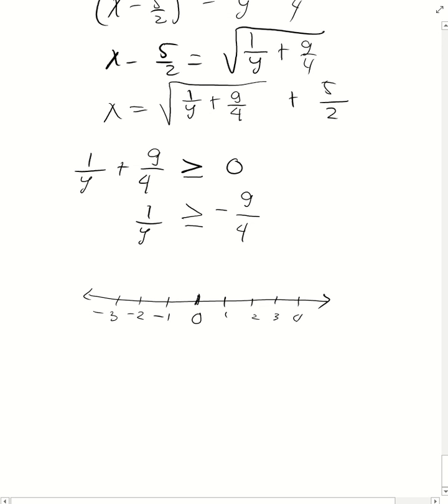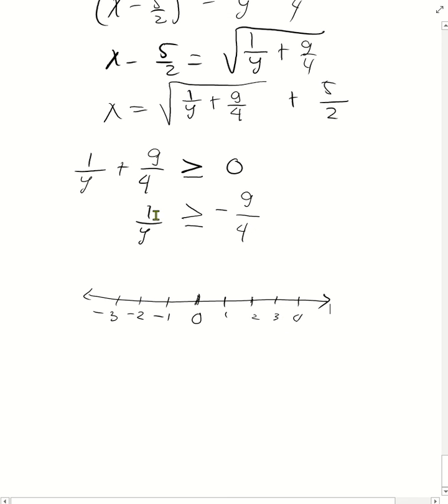So let's first take, from the right side, any value from the right side. Let's say I choose 2. So if y is equal to 2, then this term will be 1 over 2, 1 half. 1 half, yeah, it's greater than negative 9 over 4.